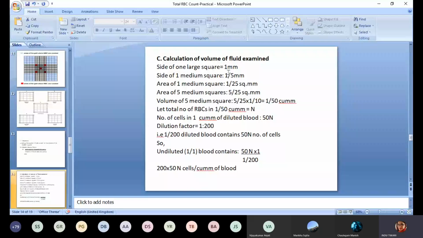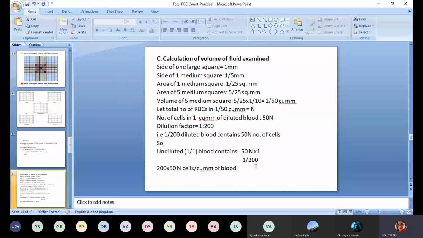And we have the dilution factor. We have found out that it is 1:200, so we have diluted the blood 1 in 200. So the diluted blood contains 50N cells per cubic millimeter, and the undiluted blood would obviously contain 200 into 50N cells per cubic millimeter of the blood.